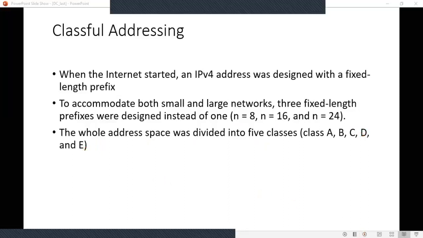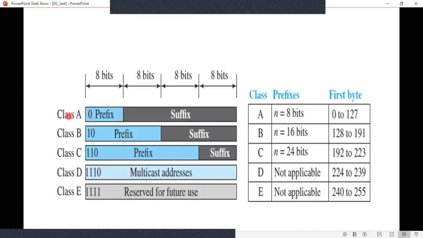Now we will see each of these classes. Here, in class A, this shows the classes, the first byte range, and the prefixes. Here in class A, the first 8 bits, the prefix, will represent the network ID, and the rest, how many bits are there? 24 bits. These 24 bits will represent the host ID.